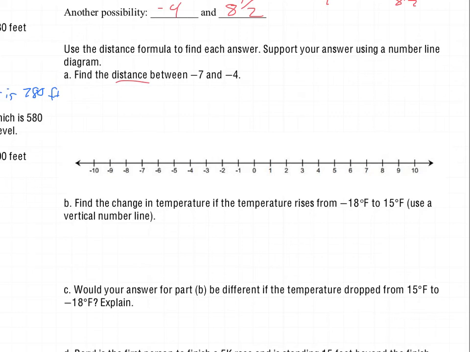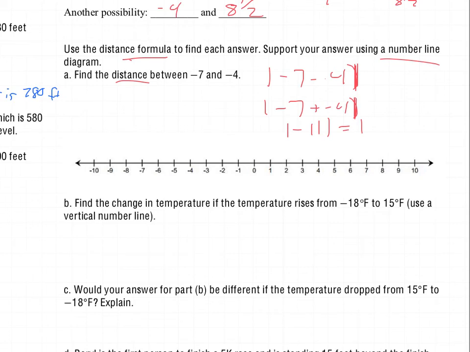Find the distance between negative 7 and negative 4. It says use the formula and use a number line to support your answer. So using the formula, negative 7 minus 4. Okay, so direction didn't matter here. I'm going to change this to addition of the opposite. So this is going to be the absolute value of negative 7 plus negative 4, which is the absolute value of negative 11, which is 11.